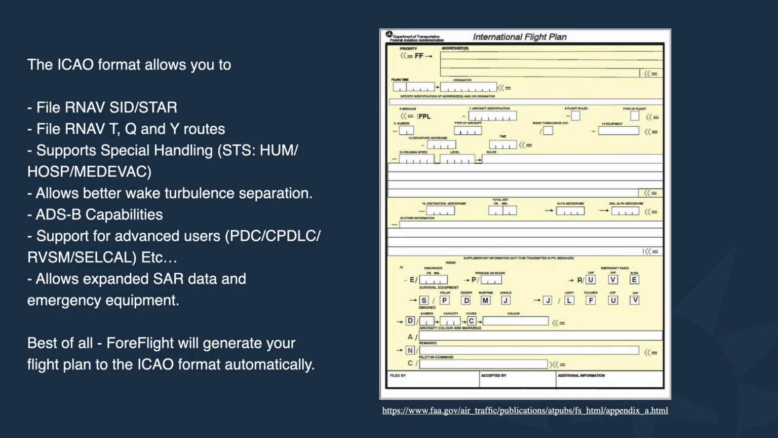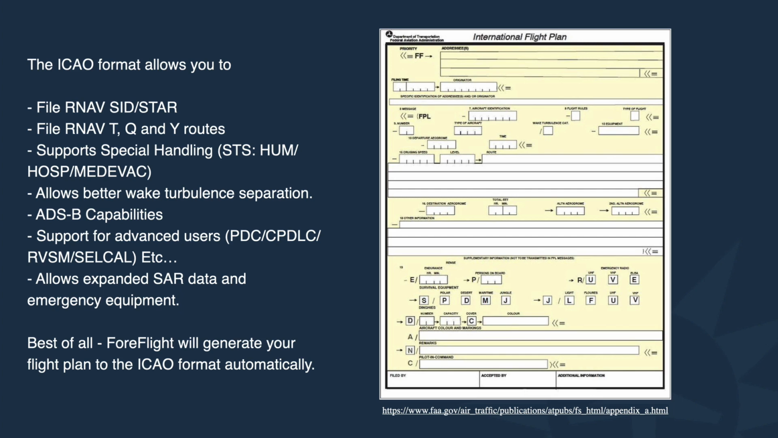So the ICAO has a lot of benefits. Like I said, over the old NAS, all you could do was put in a /G to generalize what type of equipment you have. But because of the different fields in the ICAO, you can put in a lot of different things. Like you can file the RNAV SIDs and STARs. You can file those Tango routes, the low-level RNAV routes, and the upper-level Q routes and the Yankee routes, which are off the coast or out over the Gulf. It also supports special handling, STS, like humanitarian flights, hospital flights, medevacs, or head of state flights if you happen to be flying the head of state. Yeah, that would be something.